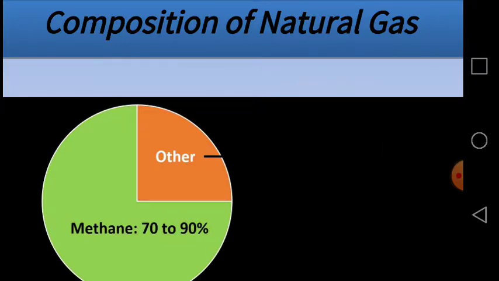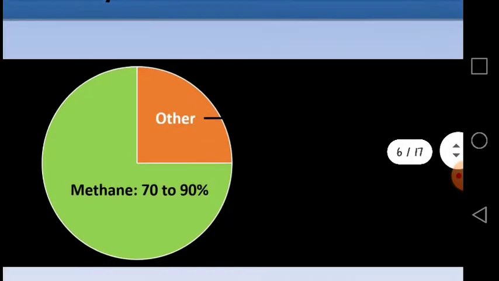Natural gas mainly comprises methane, which is about 70 to 90% according to this pie chart, and other hydrocarbons may also be present in this. These hydrocarbons may consist of 2 carbons to 3 or 4 carbons. Hydrocarbons means ethane, propane or butane. These are also present in natural gas in different percentages.